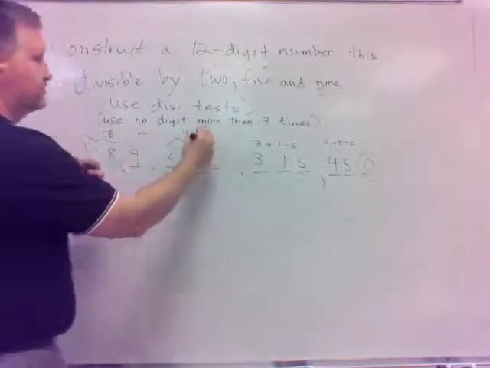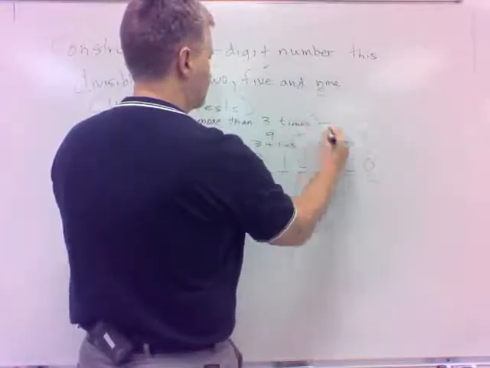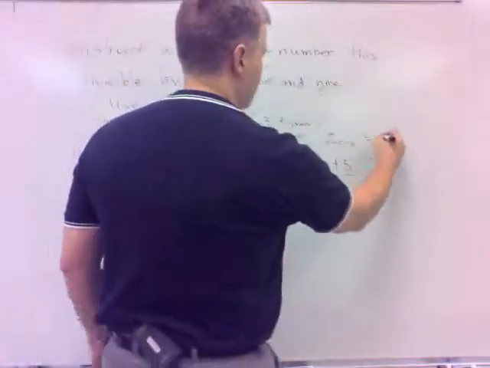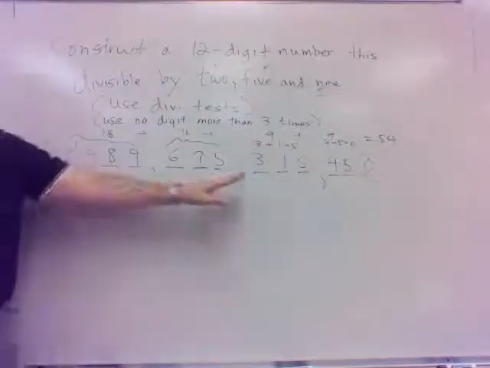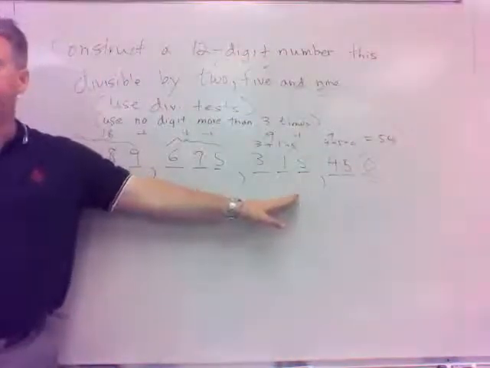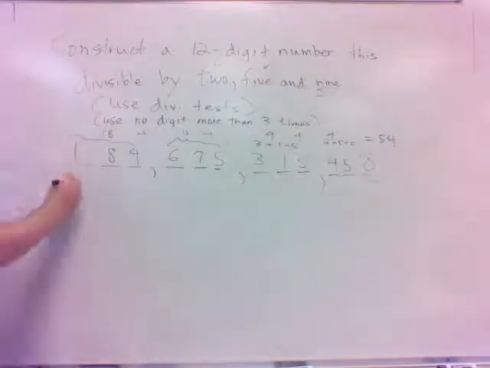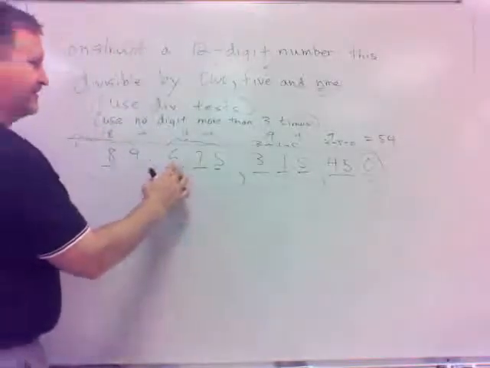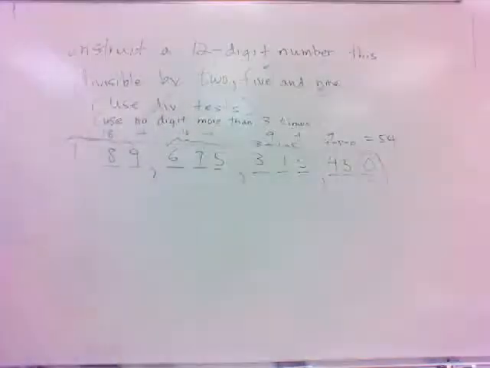So if I add those, 18, 18, 9, and 9 is 54, which is divisible by 9, isn't it? Wouldn't the sum of the digits there be 54 by our calculation? Divisible by 9, isn't it? There you go. 189 trillion, 675 billion, 315,450. Divisible by 2 and 5 and 9.